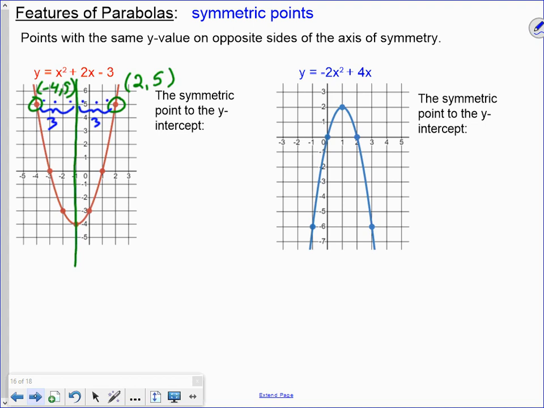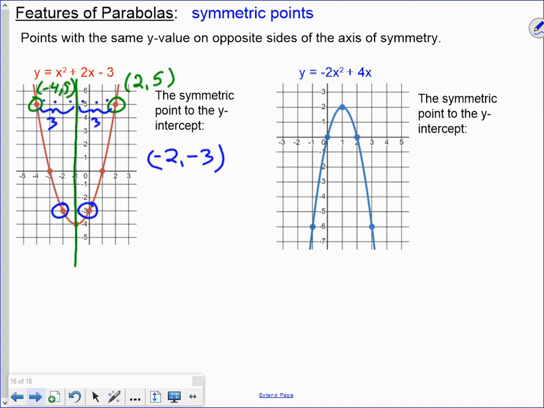Okay. So looking at our graph here on the left, if we were asked to find the symmetric point to the y-intercept, our y-intercept is right here. Our symmetric point would be over here. That point would be (-2, -3).